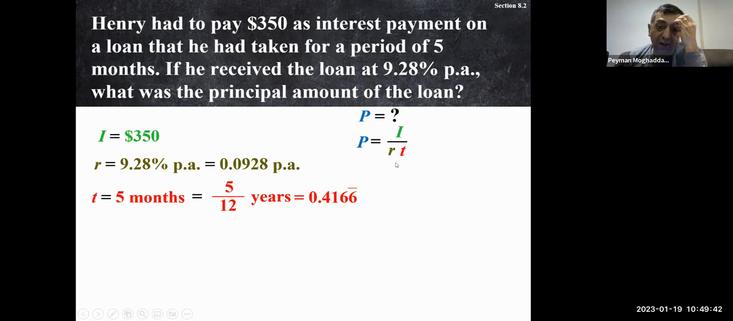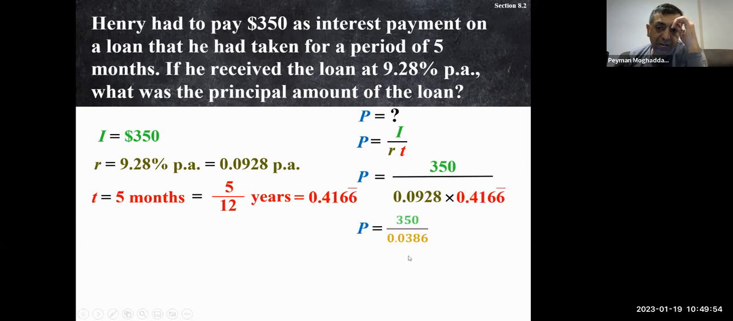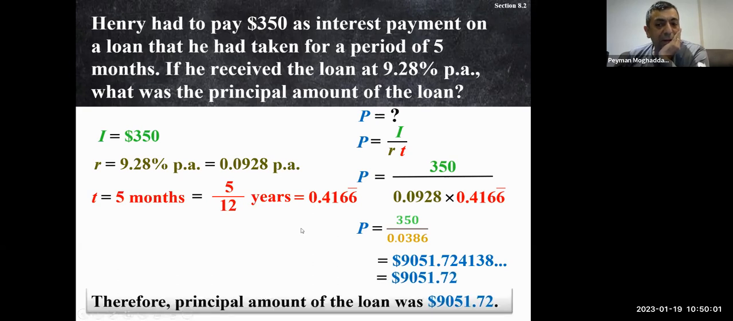Based on the triangle. If you remember the triangle, P is going to be I divided by RT. Always remember the triangle. I divided by RT, then we put the numbers into the equation, and then we're going to solve for it. All right, so let's do another example.